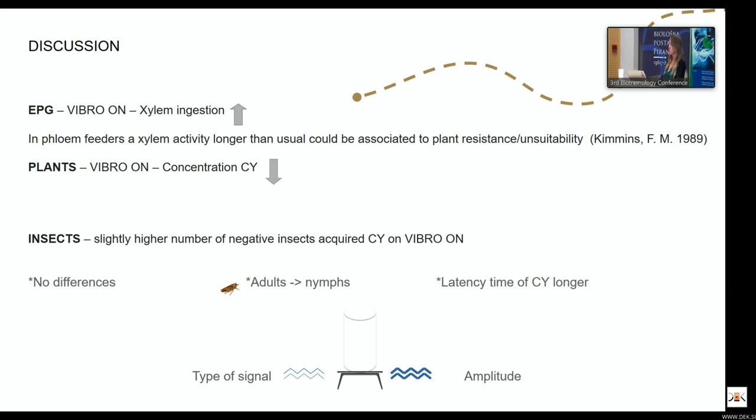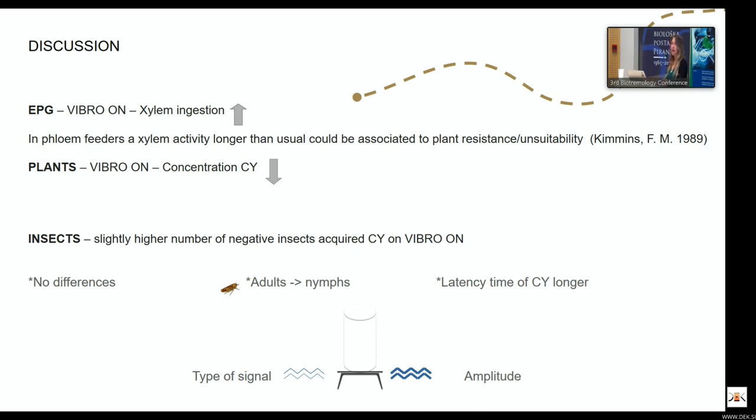But trying to put all the results together that I have presented today, since we saw that with EPG, the feeding behavior was changed, especially that the xylem ingestion was higher in the insect feeding phloem. According to literature, we know that the phloem feeders, so these ones that are also transmitting phytoplasma, when the xylem activity is longer than usual, it could be related to plant resistance or unsuitability. So maybe the vibrations were really causing the insects to associate with the unsuitability, or even the plant was reacting somehow that we don't know. And these results from EPG are actually explaining well why we found low concentrations of the phytoplasma on plants that were exposed to vibrations.